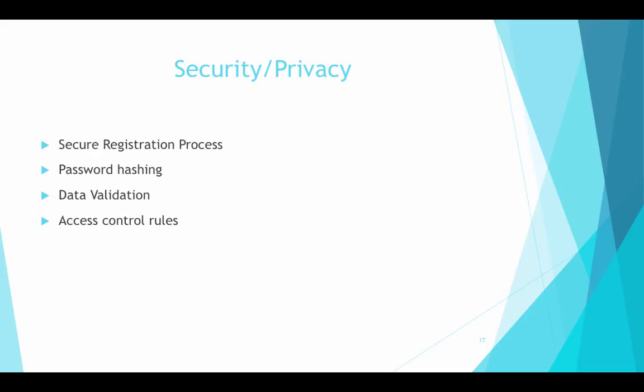Our application security and privacy is defined by a secure registration process where the user is able to log into the system only if the email provided is valid and if the user activates his or her account through the email. Also, we hash our users' passwords. We validate all data entered by users before accessing our data storage system, and we have access control rules as well.